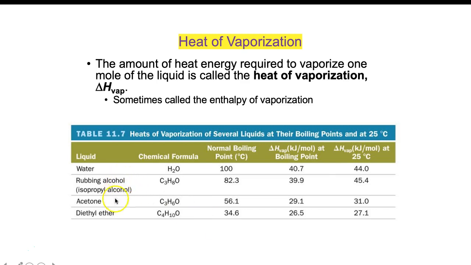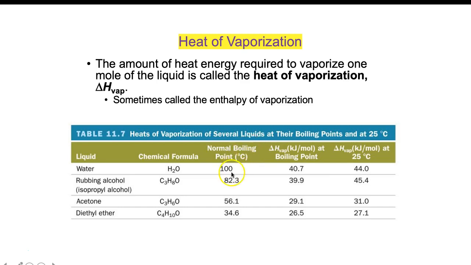So here for these same 4 substances again, we have the normal boiling point. Now we'll see later, what's normal mean? And then we have heat of vaporizations both at the boiling point, and it says heat of vaporization at 25 degrees, because yeah, liquids will vaporize at all temperatures. So normal boiling point for water. Let's see what we have.